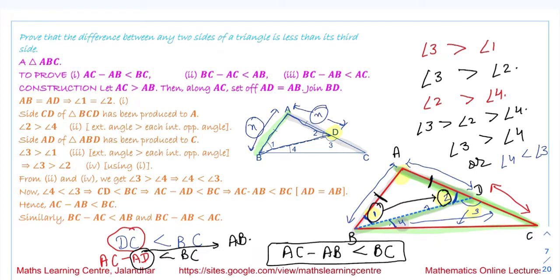So what we are proving over here, we are saying this is the length AC, this is the length AB, and this is the length BC. So we are proving that the difference between two sides of a triangle is less than the third side. Similarly, we can prove for the other cases.